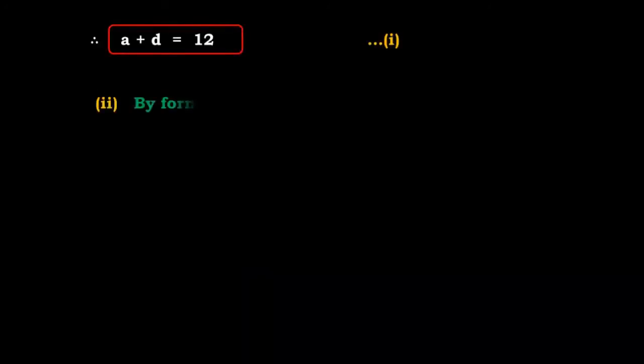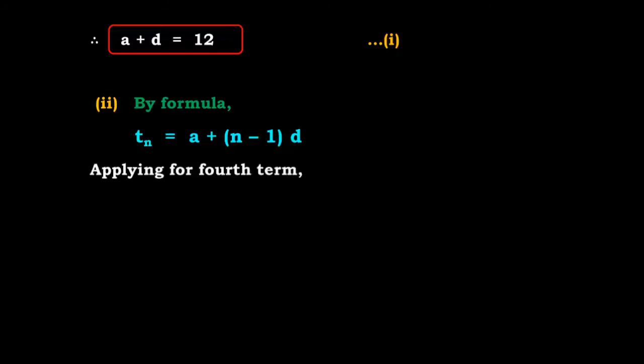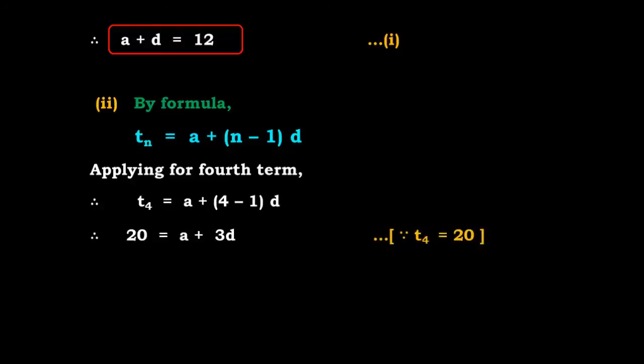Now by the formula Tn is equal to A plus (n minus 1) into D, for the fourth term n will become 4. So T4 is equal to A plus (4 minus 1) into D. Now T4 is given as 20, which is equal to A plus 3D. So we have equation number 2, A plus 3D is equal to 20. Now you can solve these equations. You will get the value of D and then you can substitute D in equation 1.